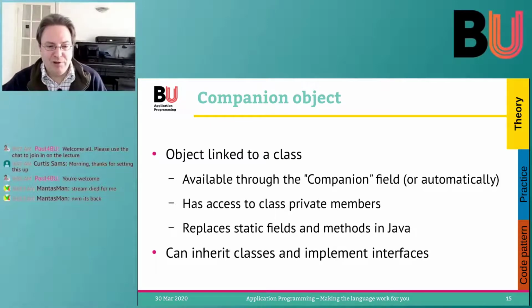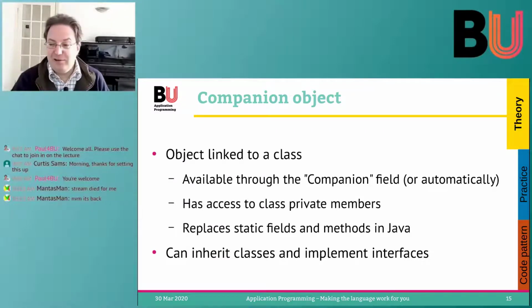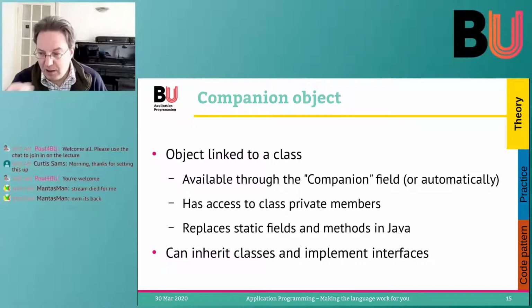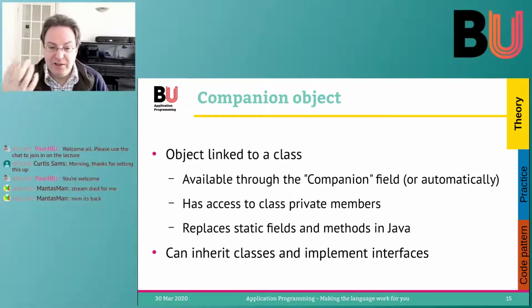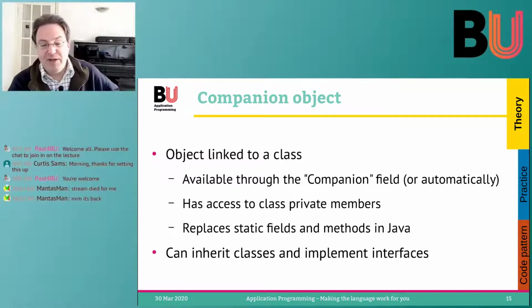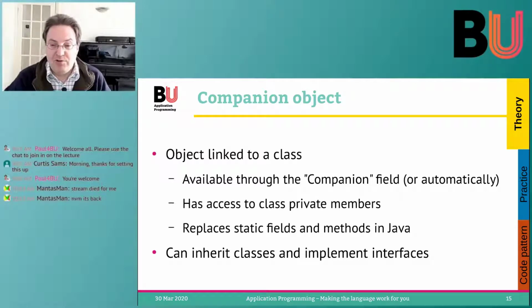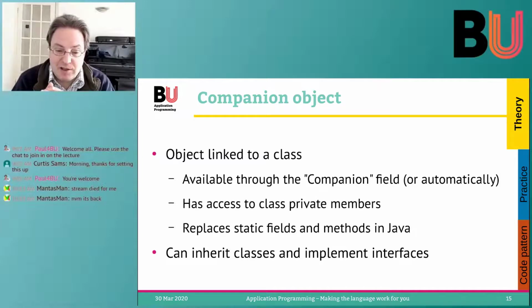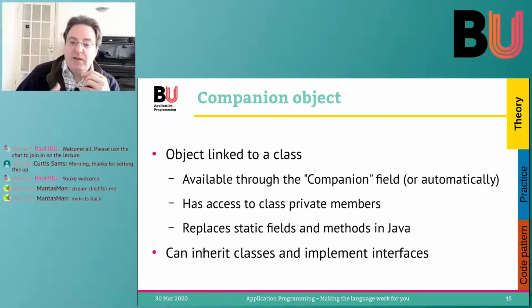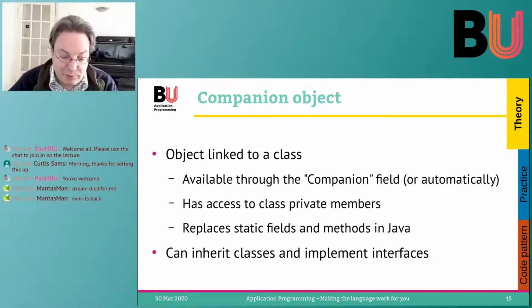And because it is an object that implements a class, you can use inheritance with it. It can implement an interface, like for parcelable, the creator interface. And you can inherit classes as well. So there's some really interesting things you can do with these companion objects. And of course, inheriting code is always helpful for that.